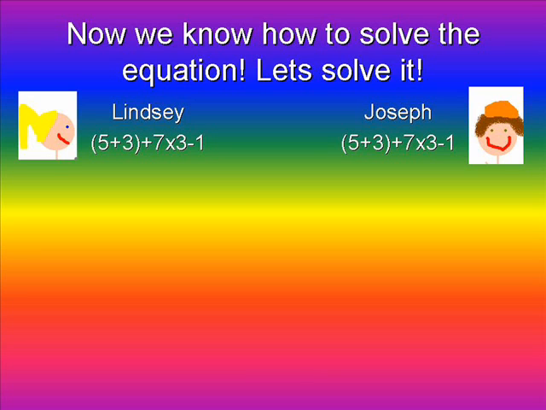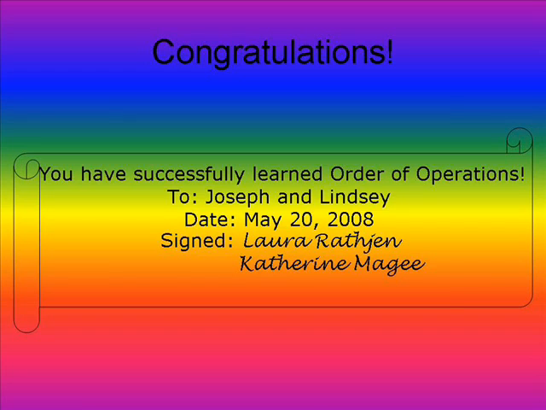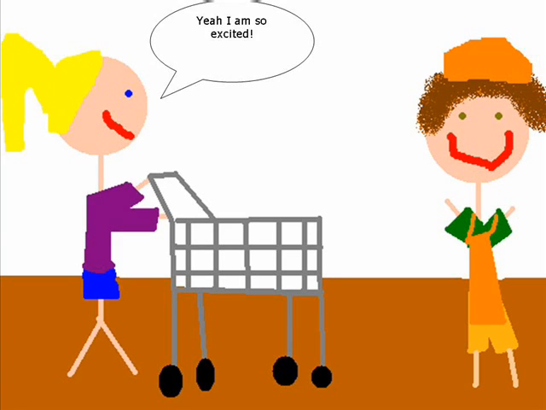Now we know how to solve the equation. Let's solve it. Lindsay got $28. And Joseph got $28. Yippee, you both got the right answer. Congratulations. Yay, I'm so excited.